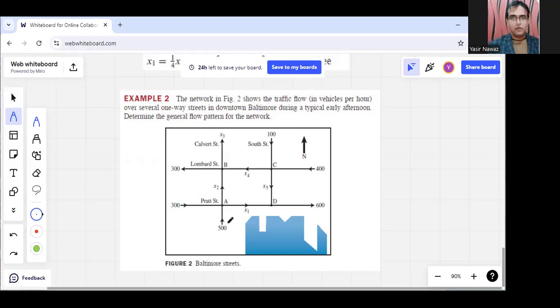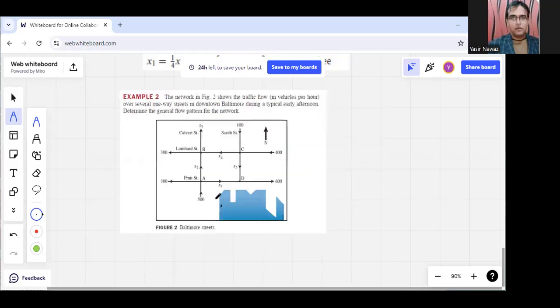You will see that the arrow is going in this direction, and this arrow is going in this direction. It means that these numbers of vehicles are coming to this point, to point A, and then these arrow signs mean that the vehicles are going away from this point. So input is equal to output. Using this at each of these points, you will get the equations.